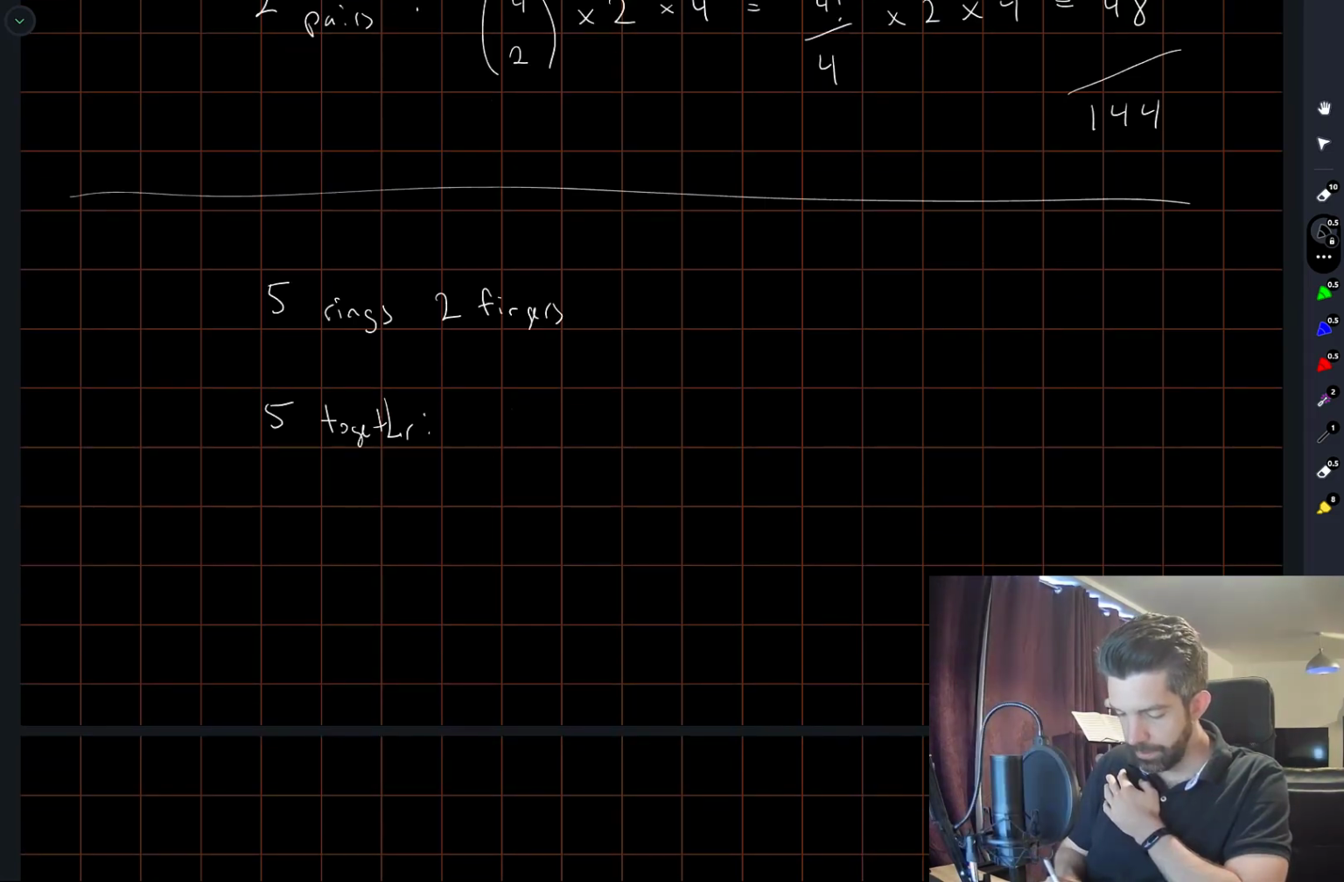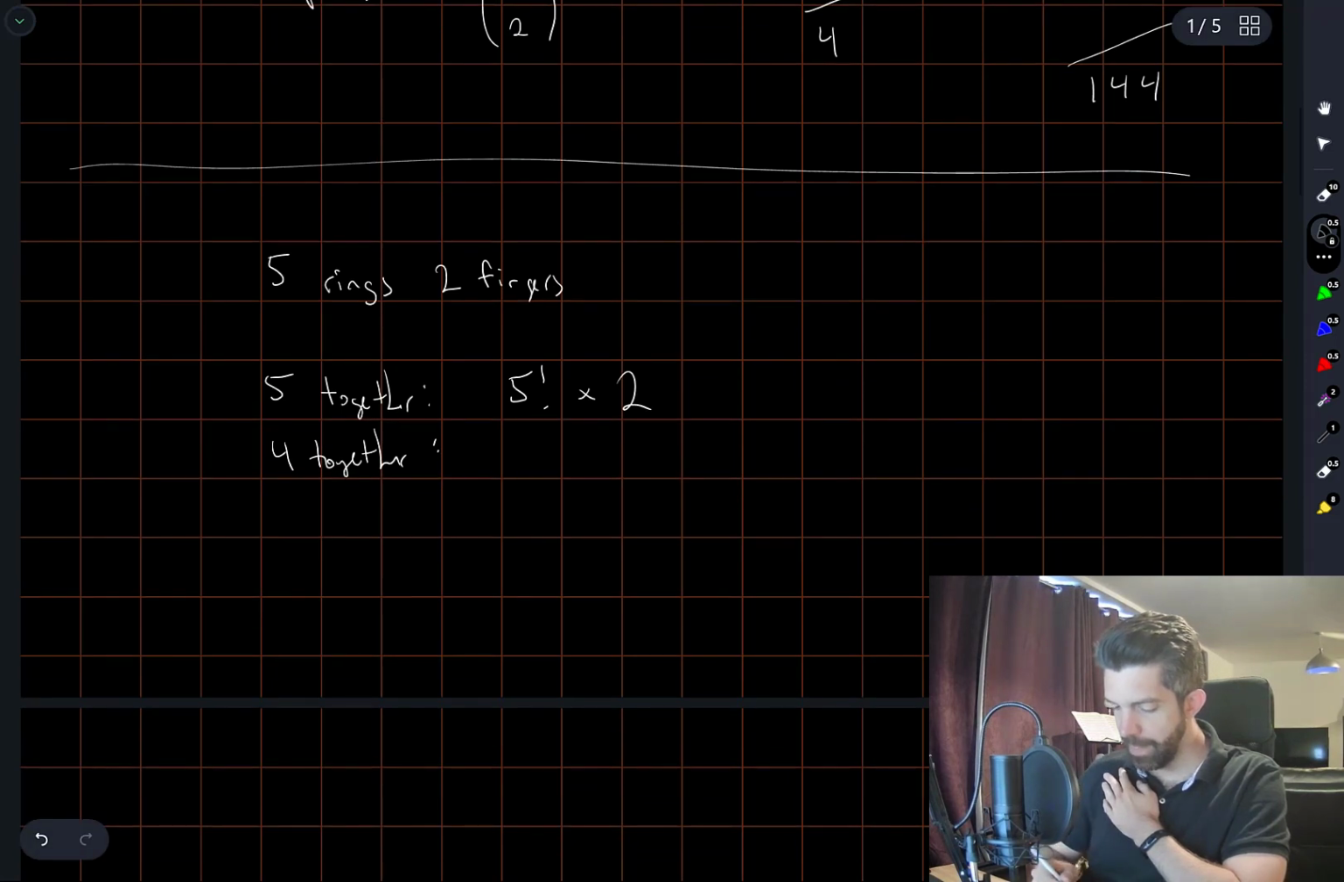So 5 together is 5 factorial times 2. 4 together is, okay, so there's 5 ways of choosing a lone ring. 2 fingers the lone ring could go on. 4 factorial ways of organizing the remaining cluster. Okay, and by the way, here we get 240. This is also equal to 240.